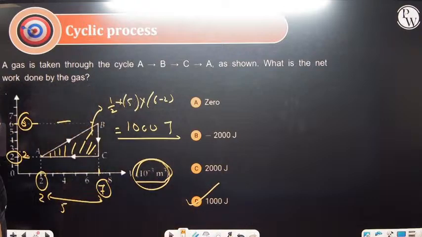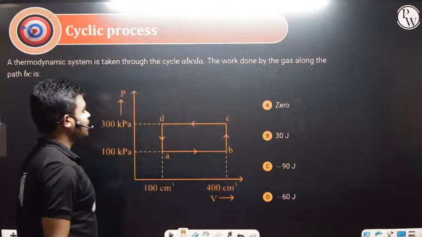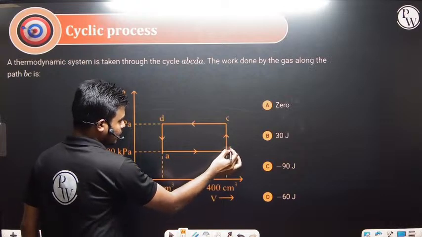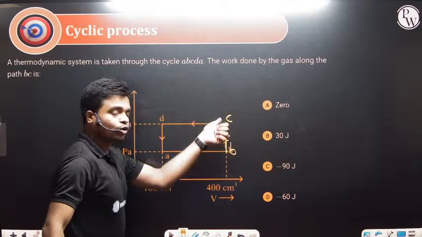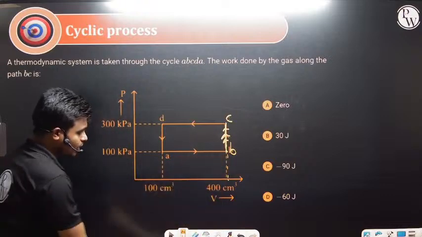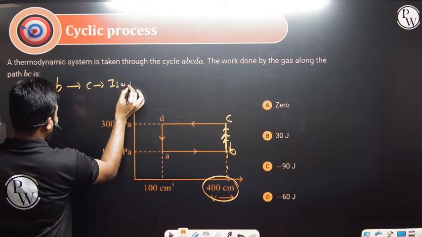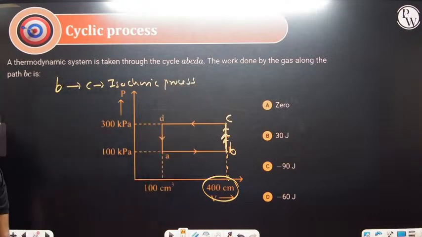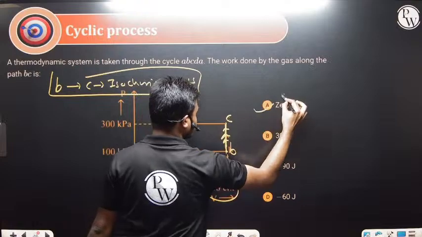What is the net work done by the gas? The thermodynamic system is taken through a cycle A, B, C, D, A, work done by the gas along path BC. This question came in last year. So along this particular path B and C, when we are going from B to C, what is the work done? No work is being done here. Why? Because you can check the volume is constant. So when the volume is constant, B to C, which process do we have here? Isochoric process, right? So no work done in B to C because it is an isochoric process, the answer will be 0.